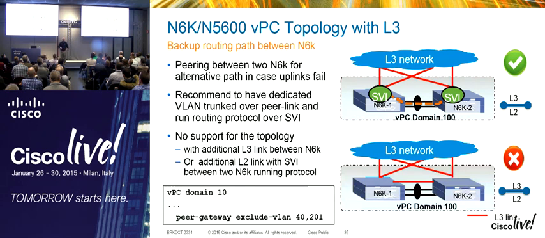Peer Gateway says, I pick up my friend's MAC address as if it's mine. The exclude says, I do it for every VLAN but this one, or these two. In this case, that's that SVI link in between the two switches. Make sense?